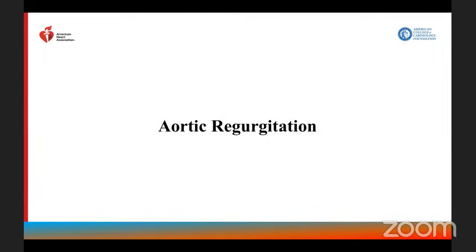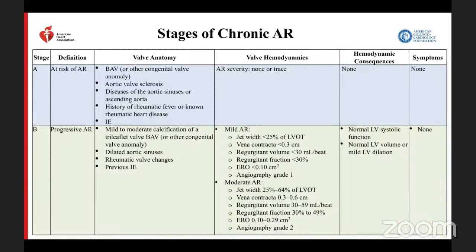We'll go to aortic regurgitation, the stages of chronic aortic regurgitation. We have four stages: A, B, C, D. A patient with stage A is still at risk of aortic regurgitation. The valve anatomy may be a bicuspid aortic valve or other congenital valve anomalies, aortic valve sclerosis, disease of the aortic sinuses or ascending aorta, history of rheumatic fever or non-rheumatic heart disease, or infective endocarditis. The patient will have none or trace aortic regurgitation with no hemodynamic consequences and no symptoms.